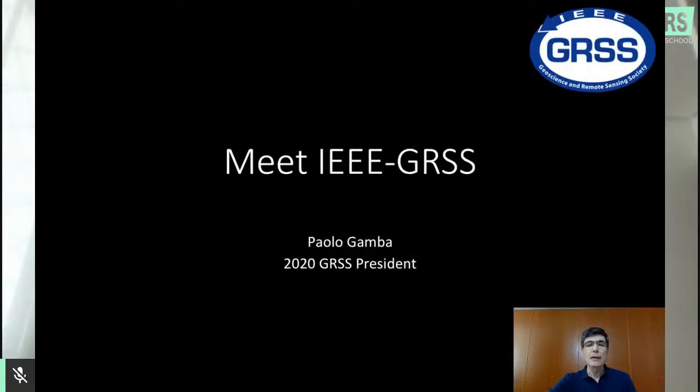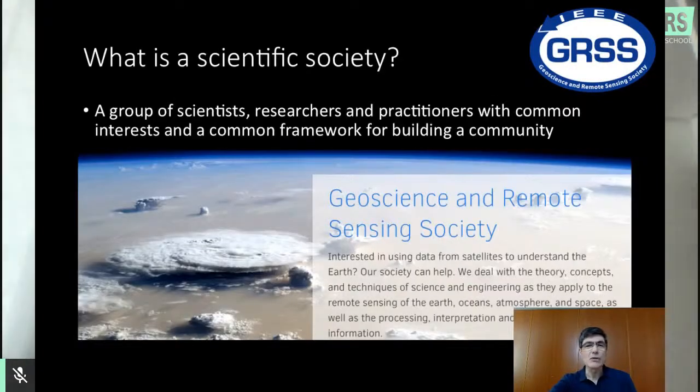Good morning. My name is Paolo Gamba, and I am the president for the year 2020 of the Geoscience and Remote Sensing Society. So first of all, what is a scientific society? What is GRSS? A scientific society is a group of scientists, researchers, and practitioners with common interests and a common framework for building a community.